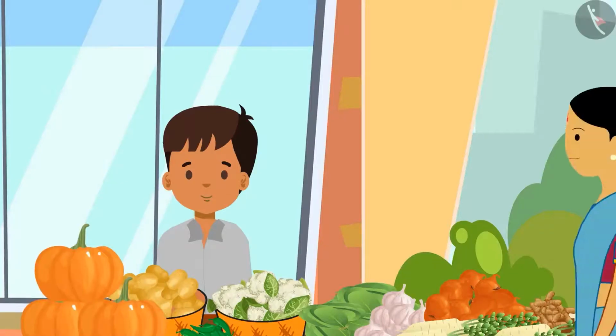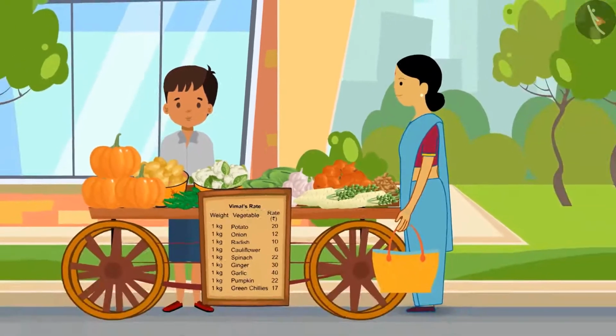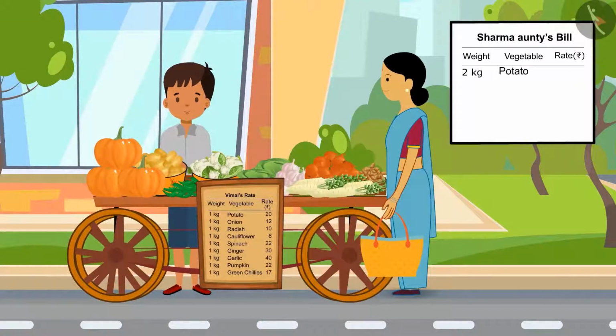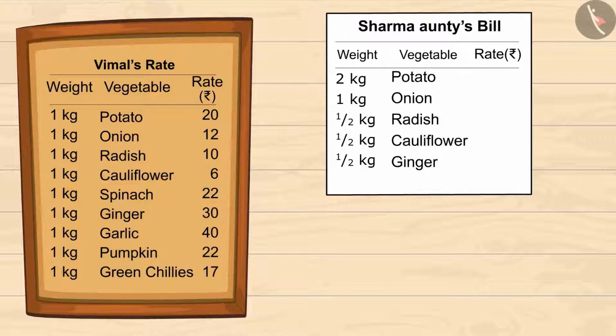Oh, let's see. Sharma auntie is buying some vegetables from him. She bought 2 kgs of potatoes, 1 kg of onions, half a kg of radish, half a kg cauliflower, and half a kg of ginger. Let's together find out the total price of Sharma auntie's purchase from Vimal. You can pause the video and calculate it with the help of Vimal's list.